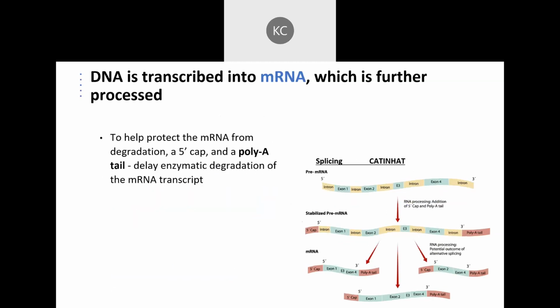You can also add some things to the end of the pre-mRNA strand to kind of stabilize it. This is called a poly-A tail and a 5' cap. This poly-A tail is just a bunch of those A's, a bunch of those adenines that are added onto the end, and the 5' cap is just a cap that's similar. And these help to prevent the breakdown and the degradation of this mRNA before it actually gets used. Okay, so it's a protective mechanism.